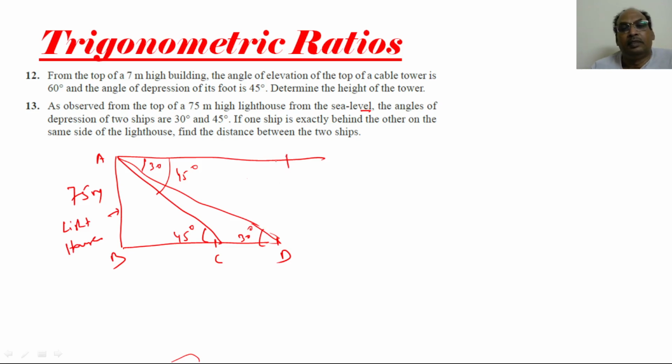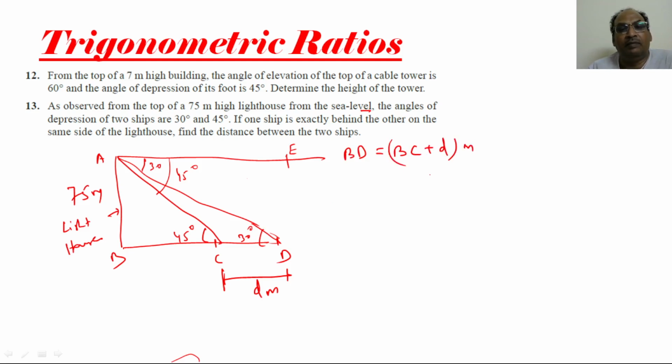So suppose you are taking it as E, so AE and BD are parallel, then again alternate angles are equal. If one ship is exactly behind the other on the same side of the lighthouse, then the distance between the two ships, d meter, we need to find out. Same way in all questions it is similar. So first of all, BD is equal to BC plus D meter.